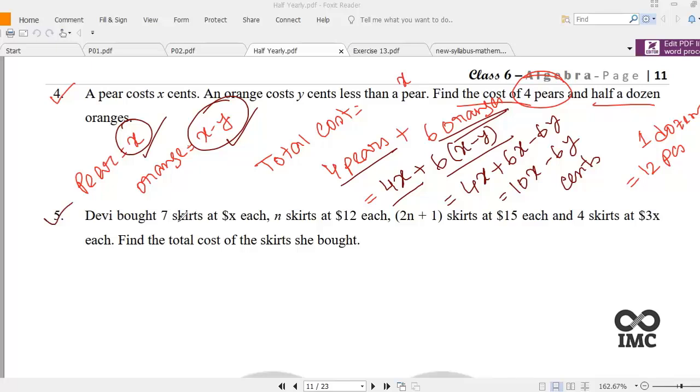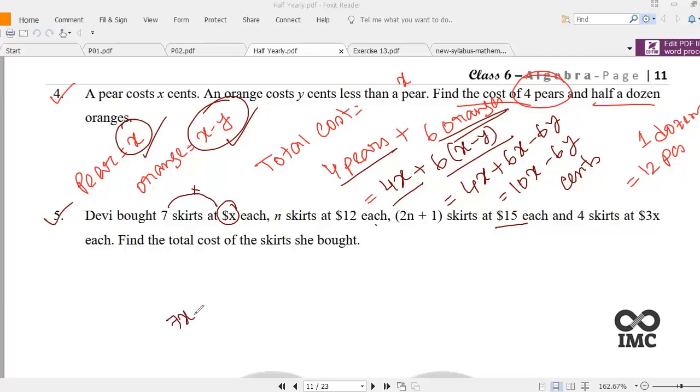Now question number 5. Devi bought 7 skirts at X dollars each, N skirts at $12 each, 2N plus 1 skirts at $15 each, and 4 skirts at $3X each. Find the total cost of the skirts she bought. What will be the total cost? So if cost of 1 skirt is X, then cost of 7 skirts will be 7 multiplied by X. Just we need to do the multiplication.